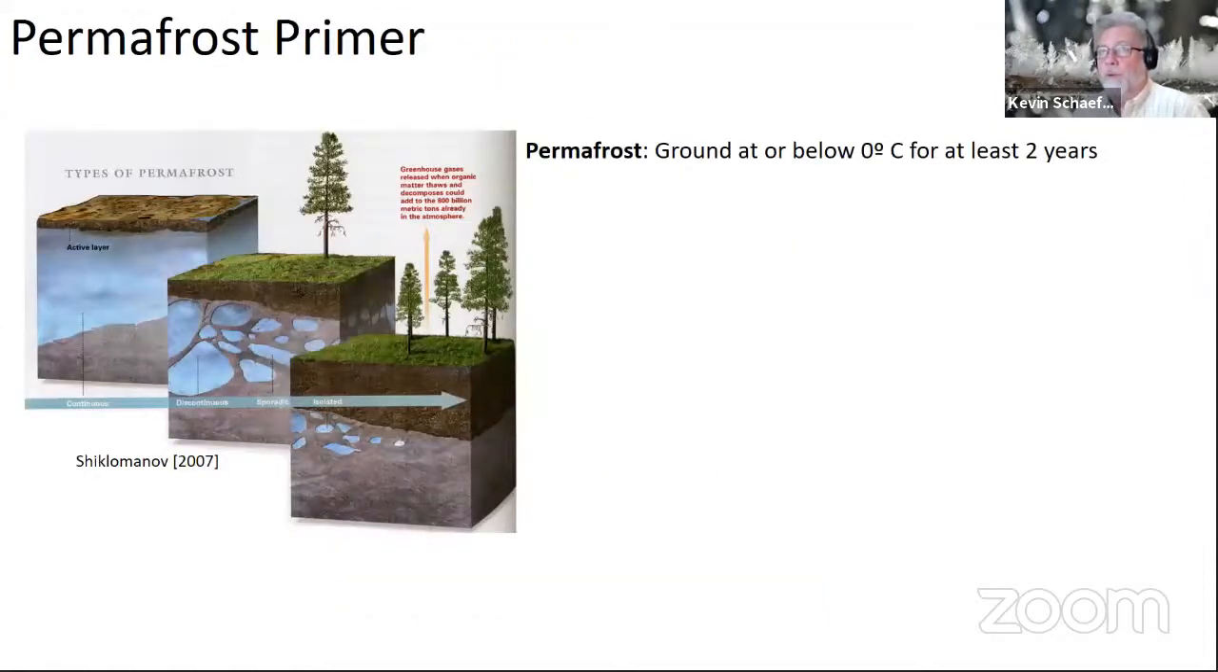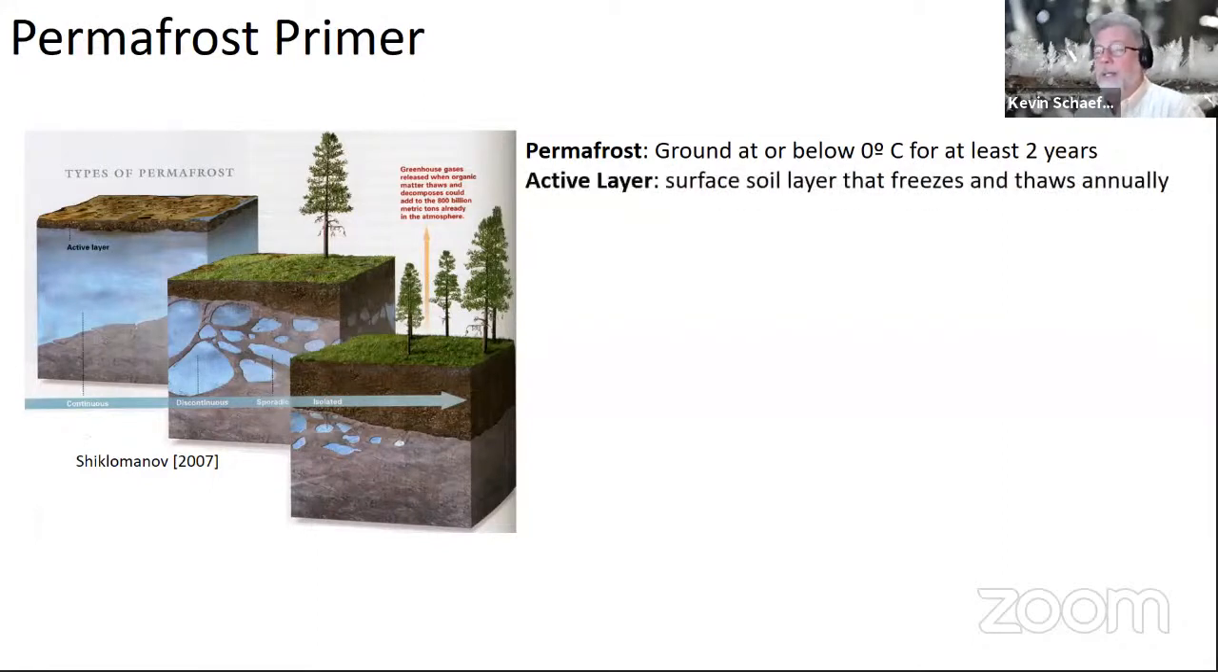A little background on permafrost. Permafrost is permanently frozen ground. It's defined as ground at or below 0 degrees centigrade for at least 2 years consecutively. The active layer is the surface layer of soil that thaws in the summer and then refreezes in the winter.